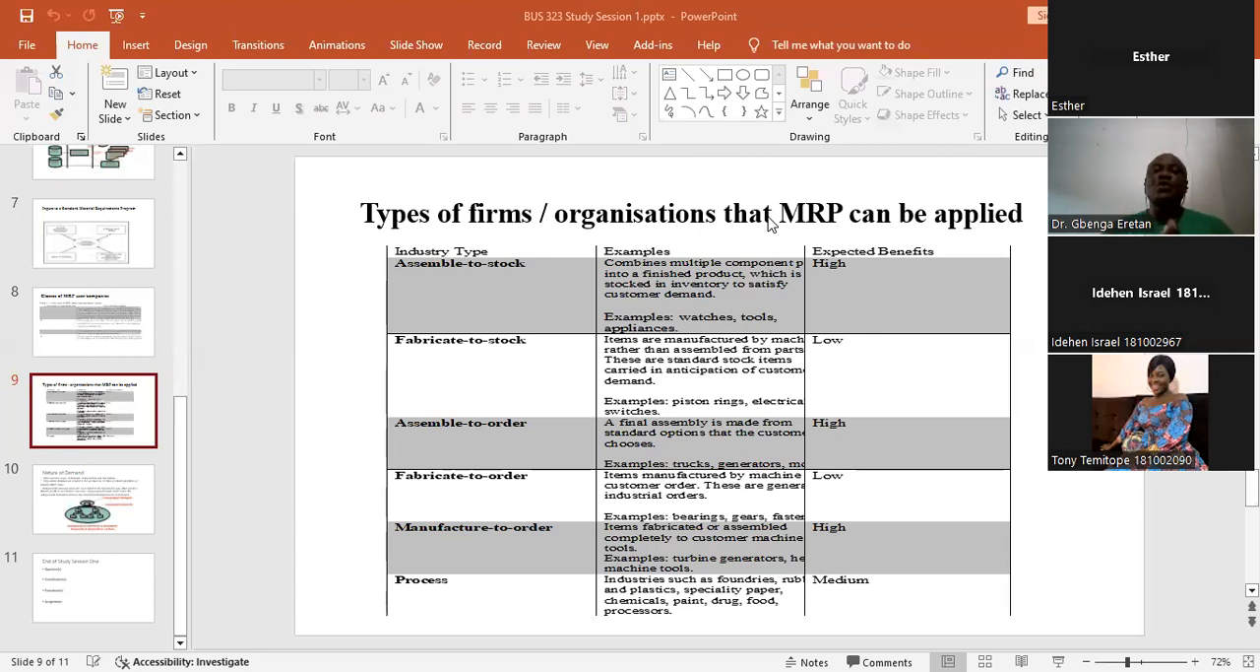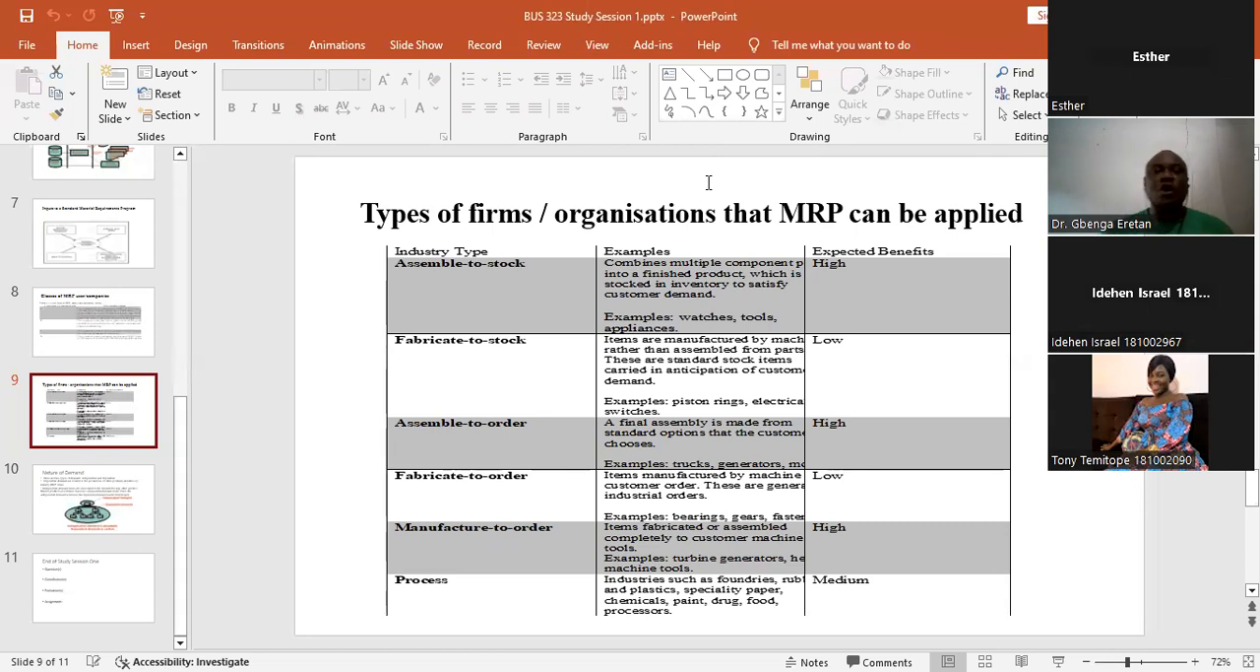Expected benefit, we say when you apply MRP in this case, the expected benefit is very high because you'll be able to ascertain the total component of products that has been imported and the likely unit of your stock that will be achieved.